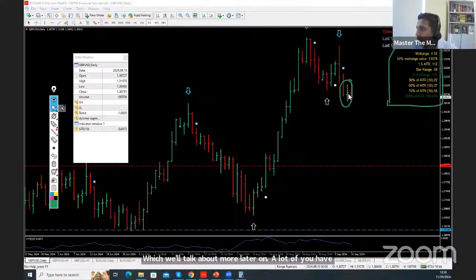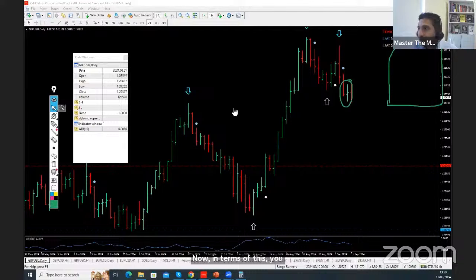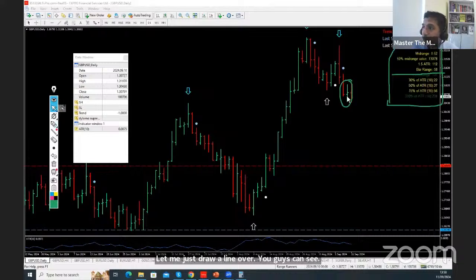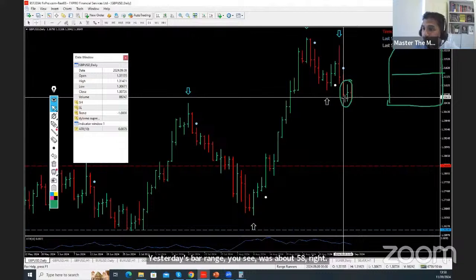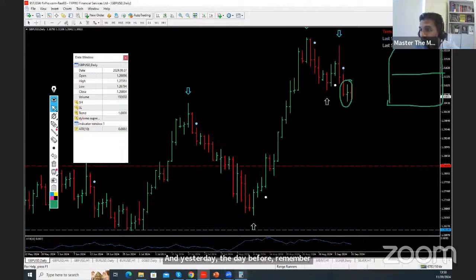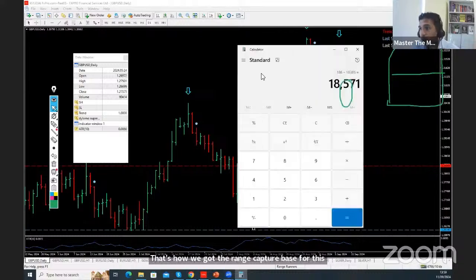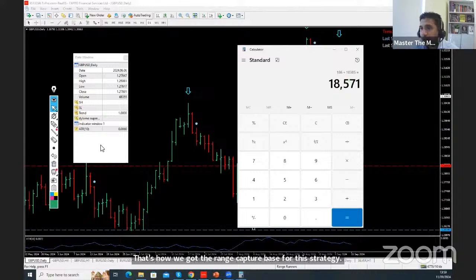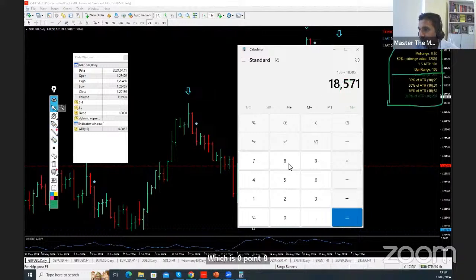Now, in terms of this, you see the bar range over here. Let me just draw a line over there so that you guys can see. Yesterday's bar range was about 58, right? And the day before, remember the ATR was 78. That's how we got the range capture for this strategy. What I'm teaching you is just one strategy only. You can add on so many other different strategies when you want, which is 0.8 times 78. That's about 63, isn't it? Is what we got yesterday, right?